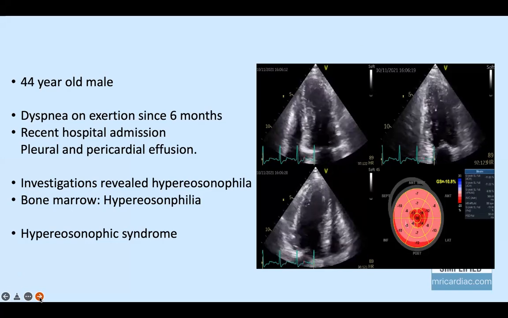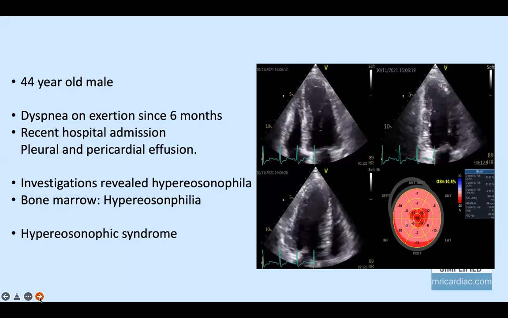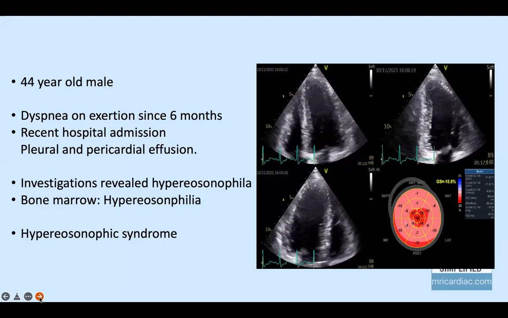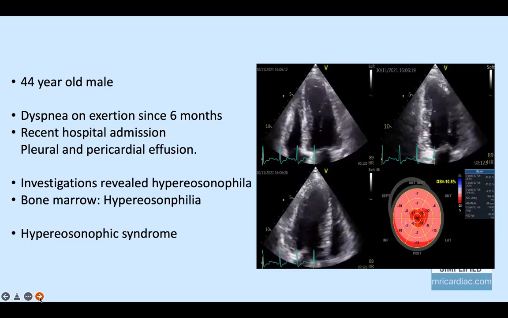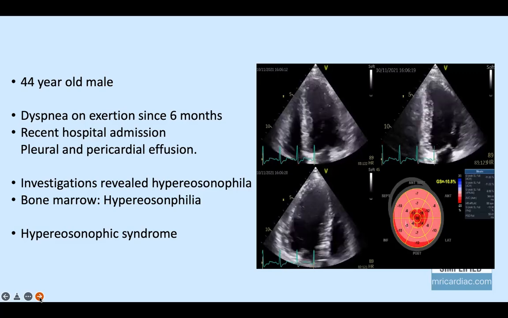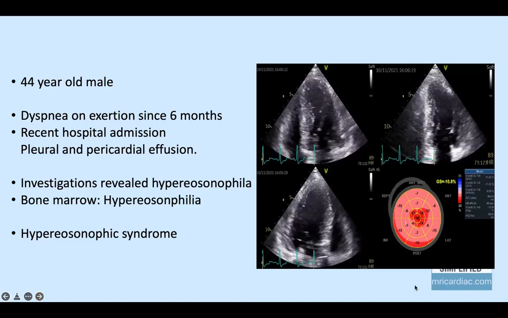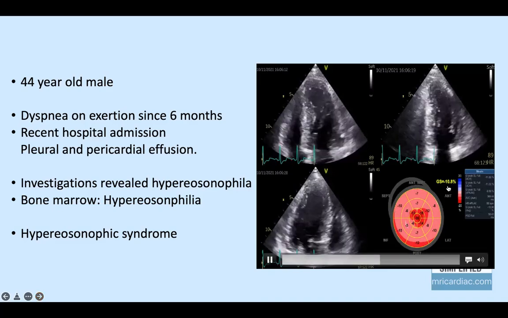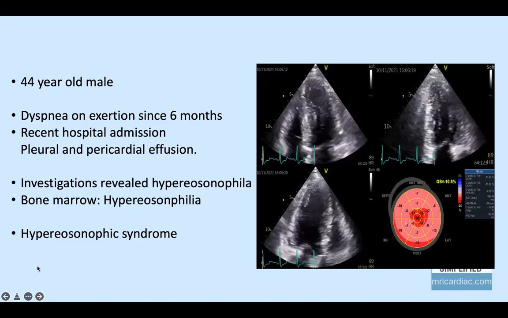Further workup was done with bone marrow, which again confirmed hypereosinophilia. So the diagnosis of hypereosinophilic syndrome was considered, and further workup for cardiac involvement was performed. These are echo images, and this is the GLS strain mapping with the echo. There is reduced function with reduced GLS as well.